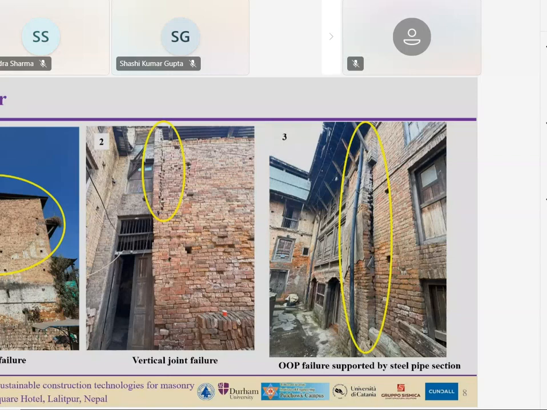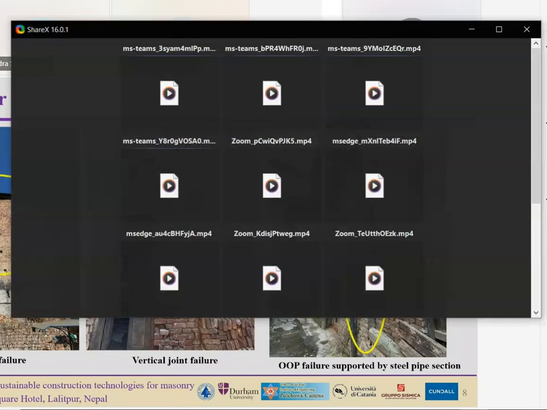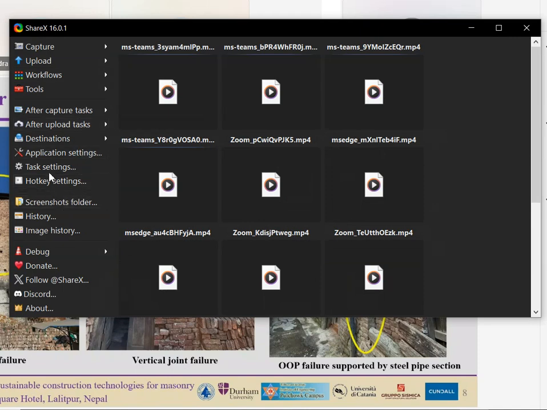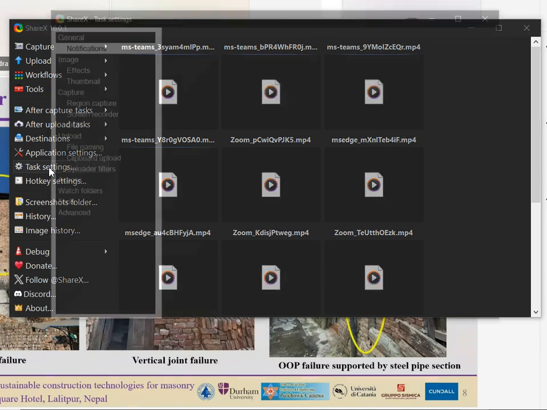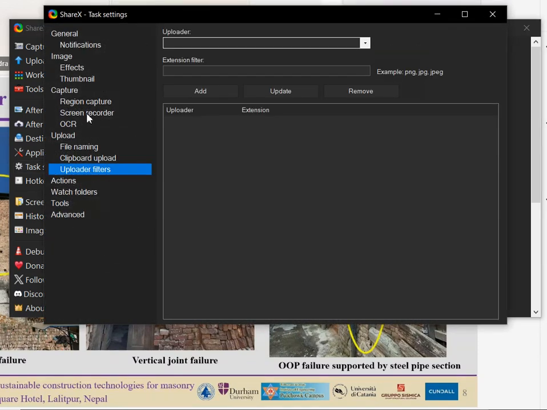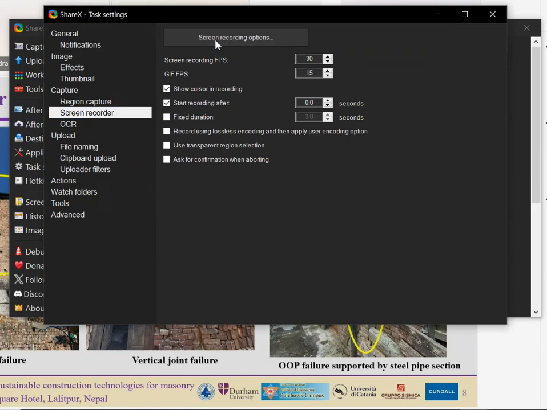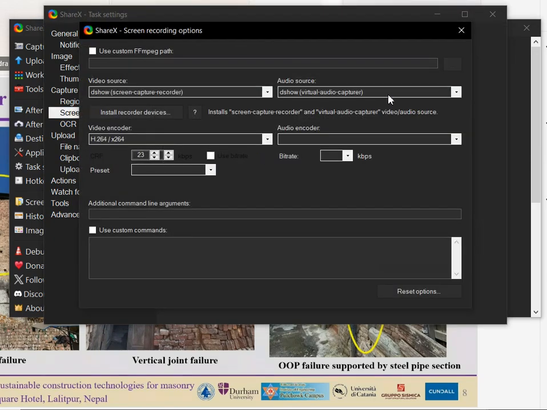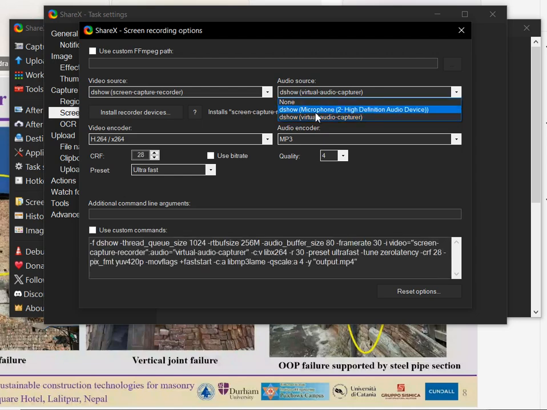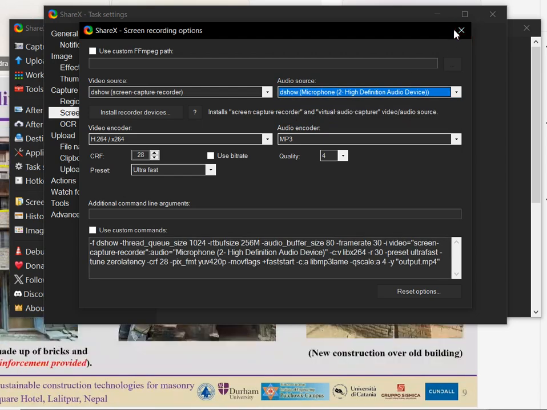Structures in Bhaktapur area. In the first picture we can see an out-of-plane failure. Then we can see some vertical joint failure. In the third picture you can see this out-of-plane failure, which is supported by a steel pipe. This may be a temporary solution, as we can see.